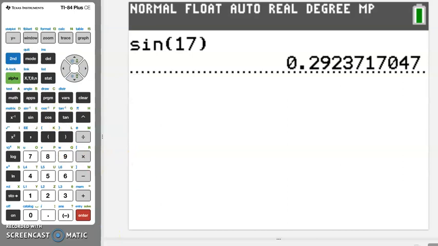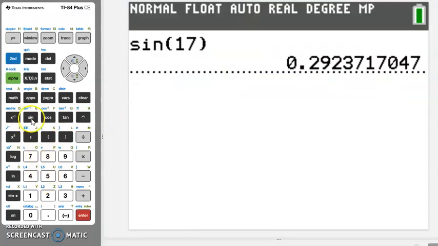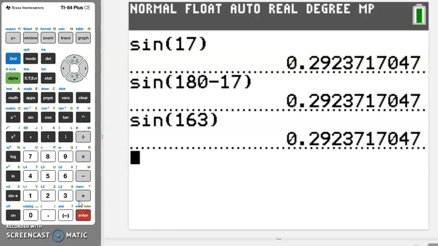Well, if you look back at your notes, it says the sine of any angle is equal to the sine of 180 minus that angle. So I'll put that in. So that would be the same as sine of 180 minus that angle, theta, 17, or 163. Right? Sine of 163, just to show that it's the same. That's 180 minus 17. They're all equal.